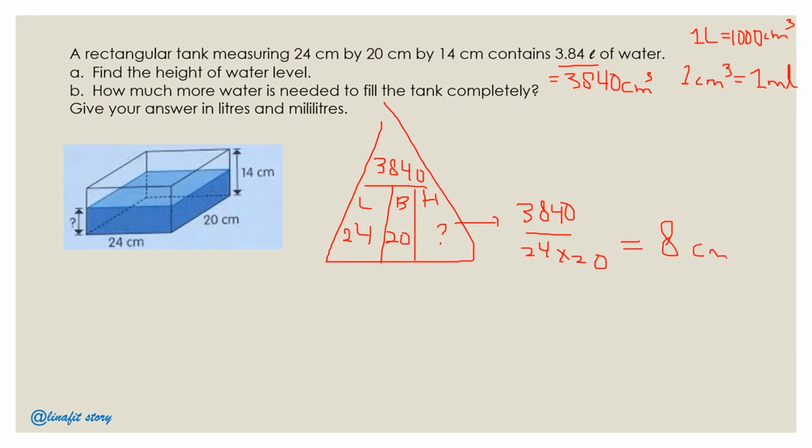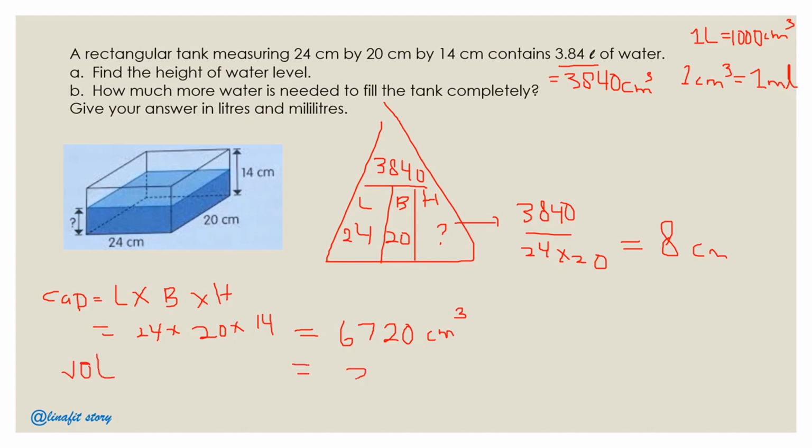Question B. How much more water is needed to fill the tank completely? First, we should find the capacity. To get the capacity is length times breadth times the height of the tank. So 24 times 20 times 14 equals 6720 cubic cm. Minus the volume, 3840 cubic cm. So the difference between them is 2880 cubic cm, or 2 liters 880 milliliters.